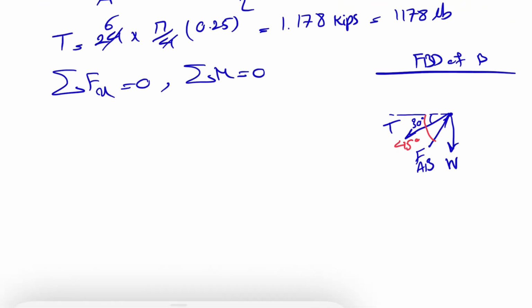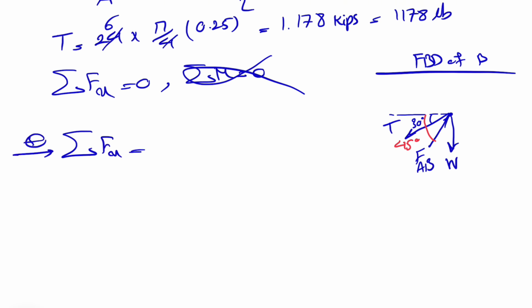Now we can do our equilibrium equations. In order to find the unknowns, we have two equations for Fx and Fy. And obviously we're drawing the free body diagram for one joint, so the moment equation is not applicable here. So we do sum of all forces in x is equal to 0. This will be a positive direction. So let's see what we have. We have minus T cosine of 30 degrees plus FAB times cosine of 45 degrees equals 0.